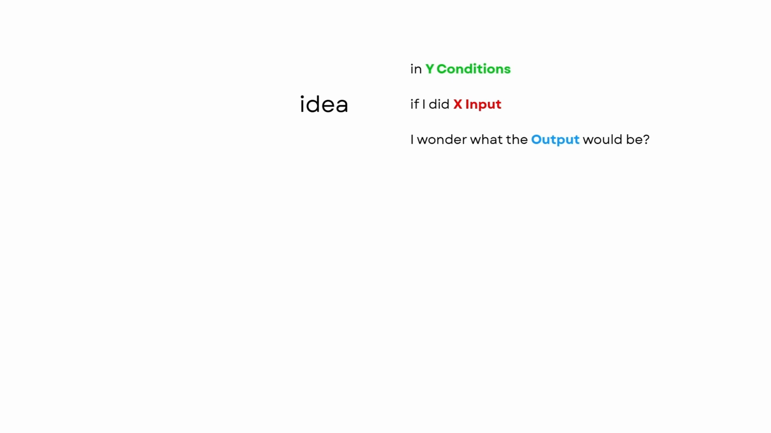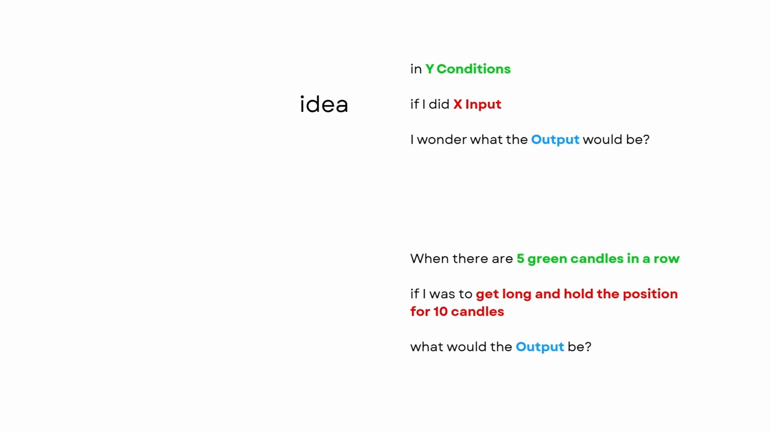So how an idea looks is: in Y conditions, so in this environment, if I did X input, I wonder what the output would be. So the trading example would be when there are 5 green candles in a row, if I was to, and then here comes the input, get long and hold the position for 10 candles and then close it, what would the output be? So if I was to do this strategy, how good is this strategy? We're just asking a question, right?